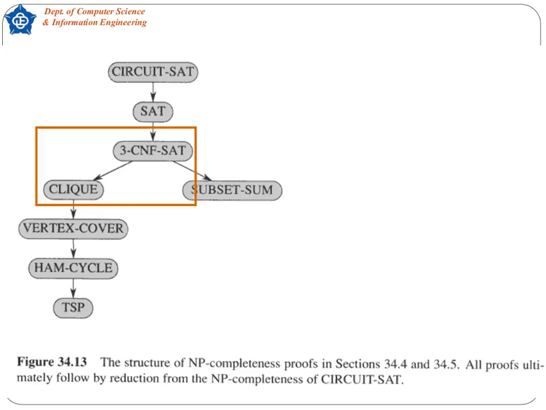Following the clique branch, we move next through vertex cover, then Hamiltonian cycle, and finally land at the traveling salesman problem, TSP. The key takeaway? Once we prove circuit SAT is NP-complete, every arrow in this diagram carries that hardness forward, showing that each problem here is NP-complete as well.